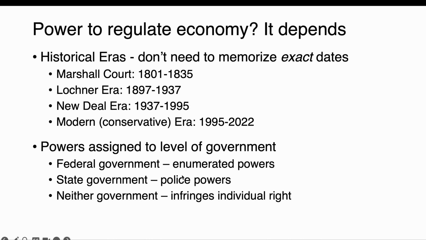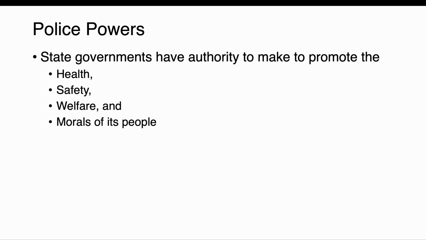You have to be able to point to an enumerated power, something on the list in Article 1, Section 8. The ones that we're focusing the most time on are the Commerce Clause, and then in a couple of weeks we'll get into the Taxing and Spending Clause as well, because the federal government does spend a lot of money, obviously. But here's the thing. Neither level of government is allowed to infringe an individual right as part of a regulation of the economy. We talked about this in Mugler, but here it is written down for you.